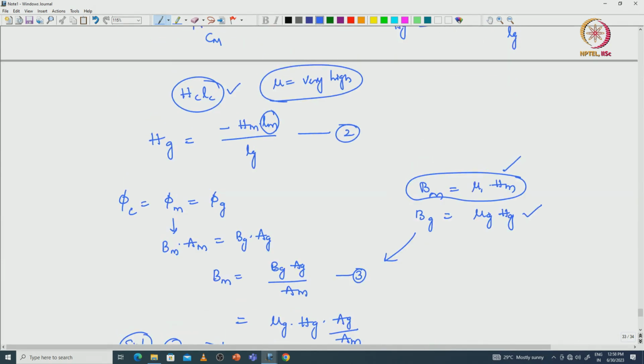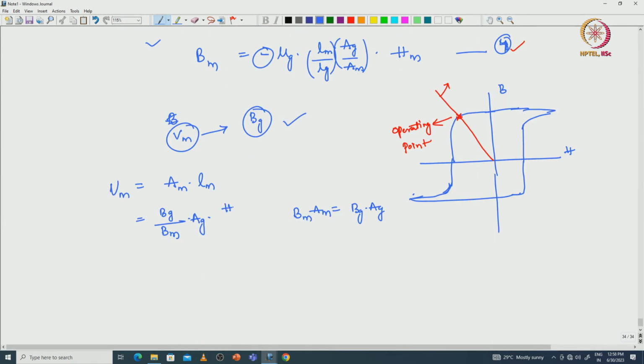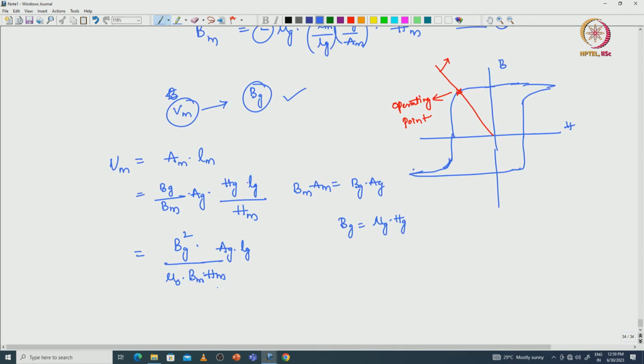Hm Lm, if we require Lm, right. So, Hg Lg by Hm we can write. Then rearrange these terms and substitute Bg equal to mu g into Hg. Then finally we will see Bg square into Ag Lg divided by mu naught into Bm into Hm, the magnetic flux density with respect to the magnet and flux intensity with respect to the magnet. This is flux density square divided by mu naught into Bm Hm into the Ag into Lg product. We can represent it as the volume of the air gap, that is Vg.